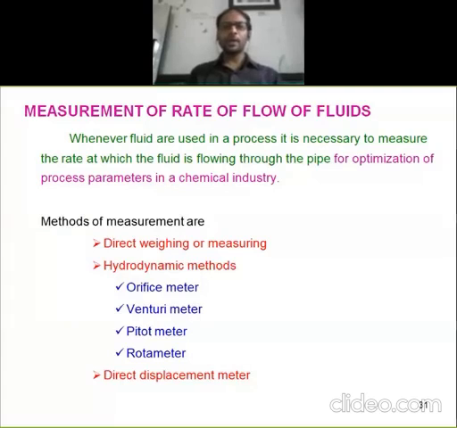We have to determine at which rate the fluid can flow throughout the instruments, pipes, tubes, so that we can improve and optimize the process parameters. Okay, so within that very lesser cost, we can go for the formulation. So these are the general uses of that measurement.